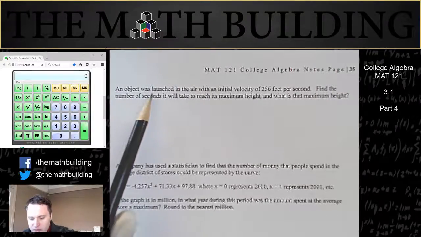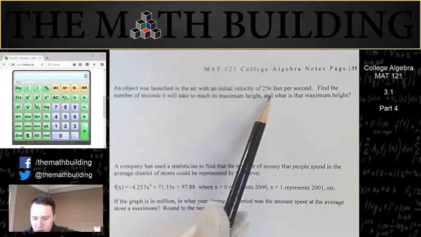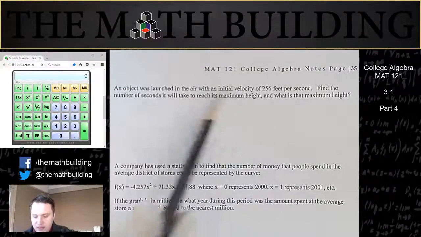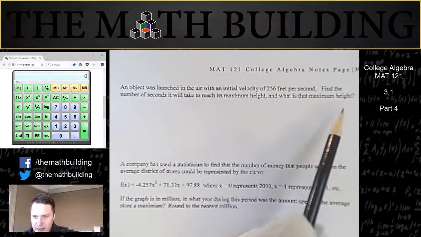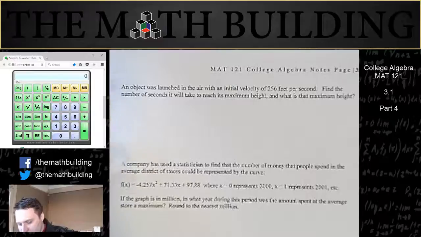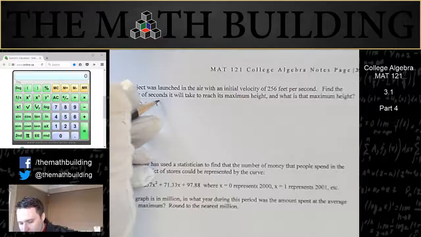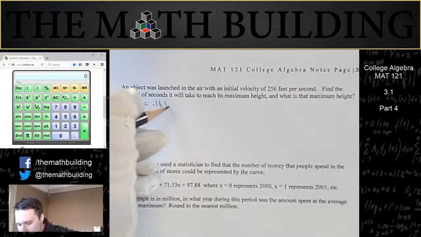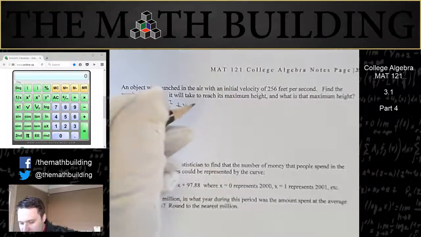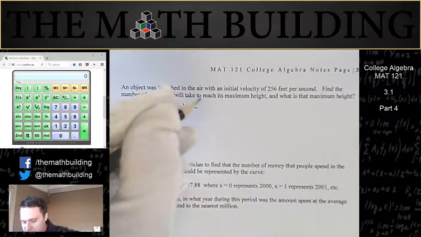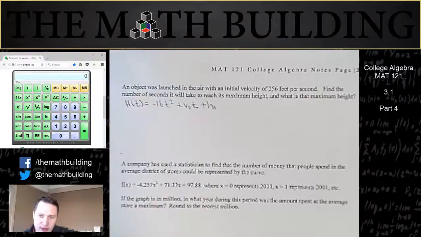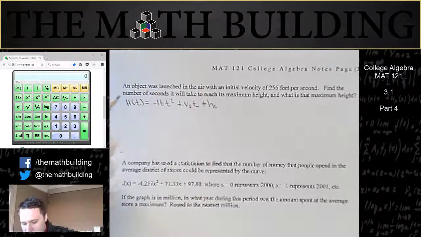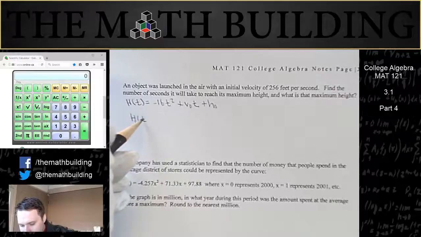All right, an object was launched into the air with an initial velocity of 256 feet per second. Find the number of seconds it will take to reach its maximum height, and what is that maximum height? So, as a reminder, the formula for height is h of t. If we're in feet per second, the formula is negative 16 t squared plus vt, where v is the initial velocity, plus the initial height. In fact, if you wanted to, you could even put a 0 there to say initial height. All right, so let's plug in our values that we know.